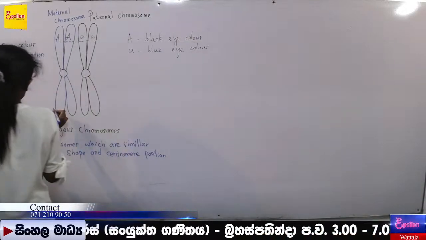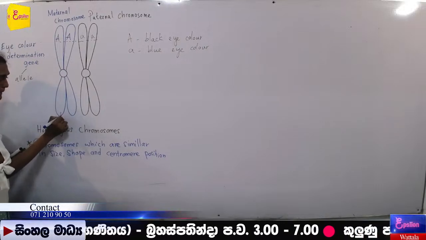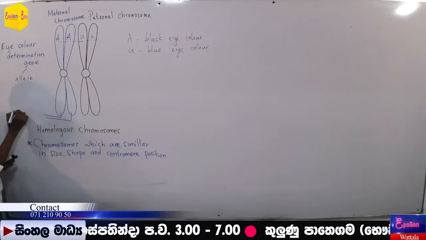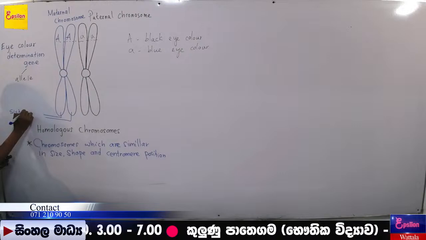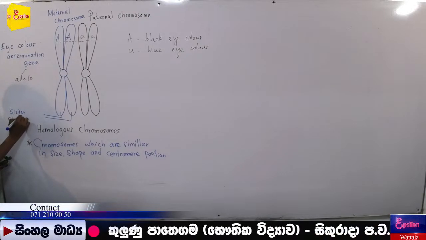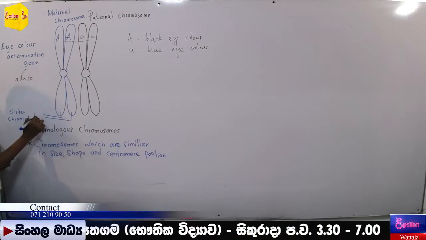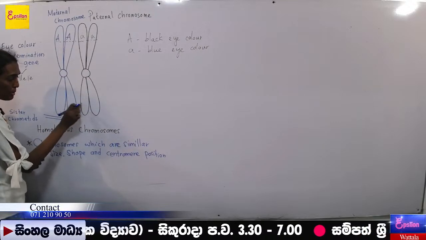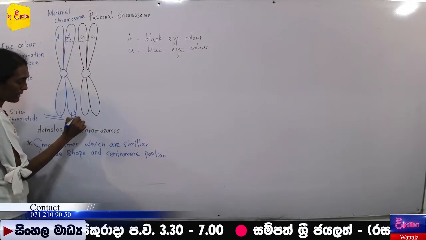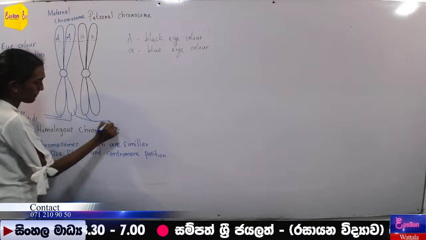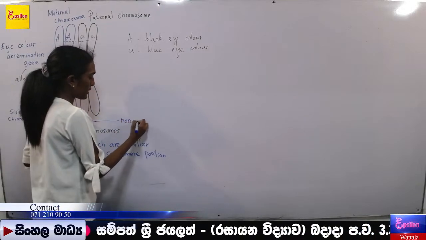I'm adding one little thing here. Here, these we call sister chromatids. These two colored ones, what are they? Non-sister chromatids.